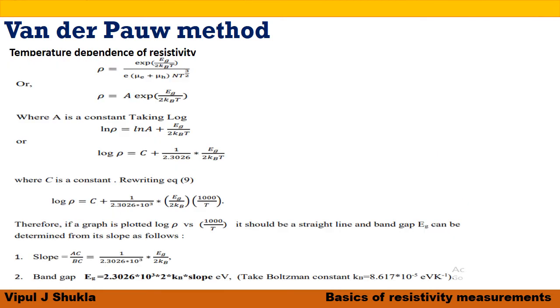There are certain equations which are utilized for the measurement of resistivity, which are shown in this slide. And if we plot the graph of log rho versus 1000 by T using this equation, it should be a straight line and the band gap Eg can be determined from its slope. The calculations required for the measurement of a band gap are shown in this slide.